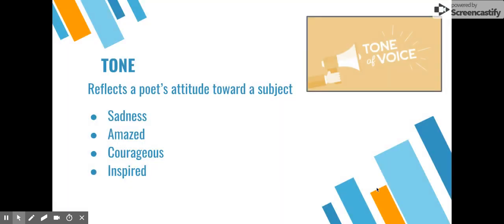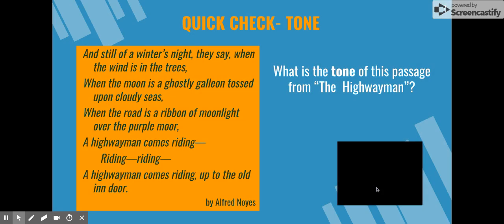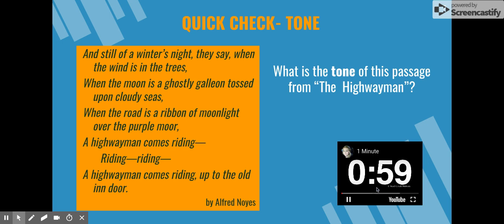Tone, you should know this word already. Just like in a story, tone refers to the poet's attitude about the subject. So, how do they feel about whatever it is they're writing about? So, it's going to be an adjective that describes that. So, here's a quick check. Read this short little poem, and what do you think the tone is?